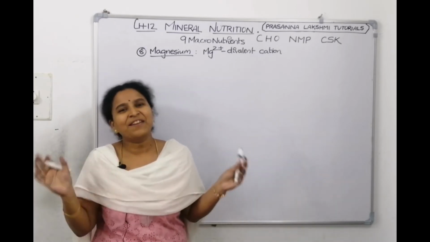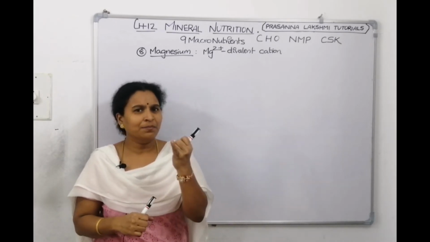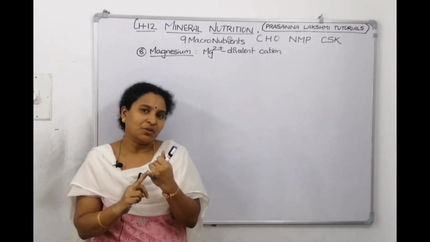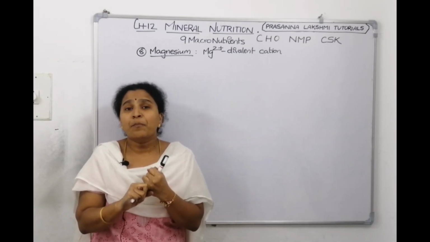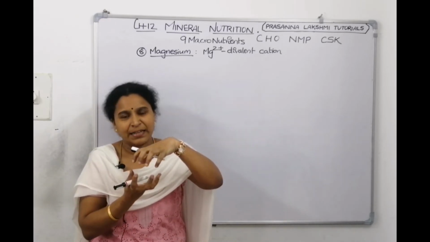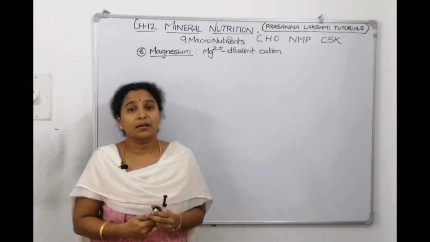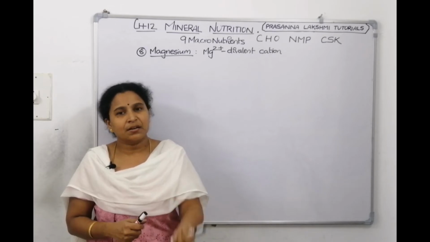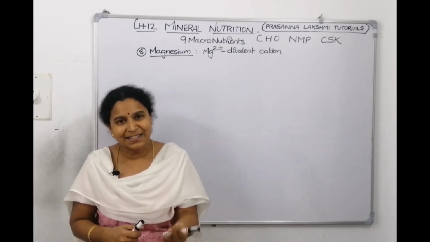Magnesium has so many functions to do. Have you seen the structure of chlorophyll? The ring structure of chlorophyll? At the center, magnesium is there. So, for making chlorophyll, magnesium is required. For protein synthesis, smaller subunit and larger subunit should fit like that. For ribosomal association also, magnesium is required. And magnesium is an activator for respiratory enzymes, photosynthetic enzymes, DNA synthesis enzymes, RNA synthesis enzymes.